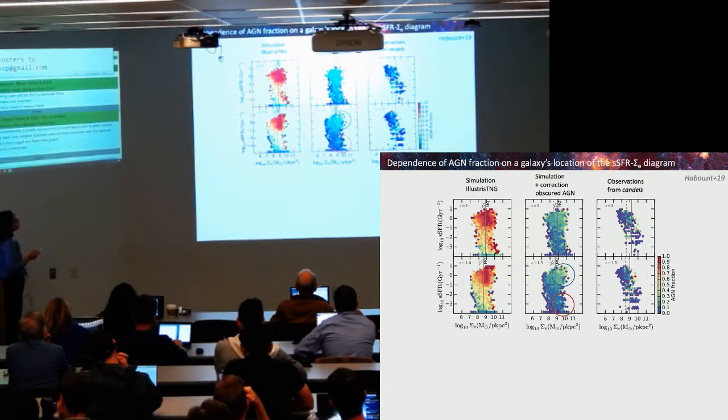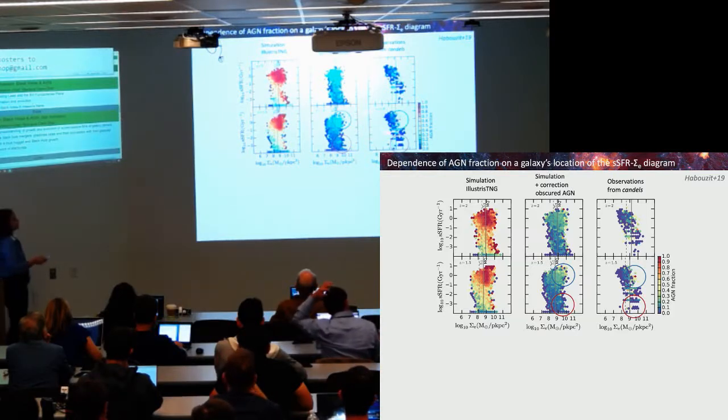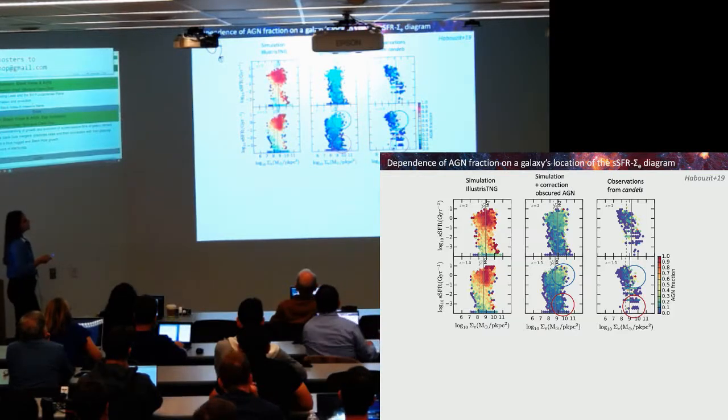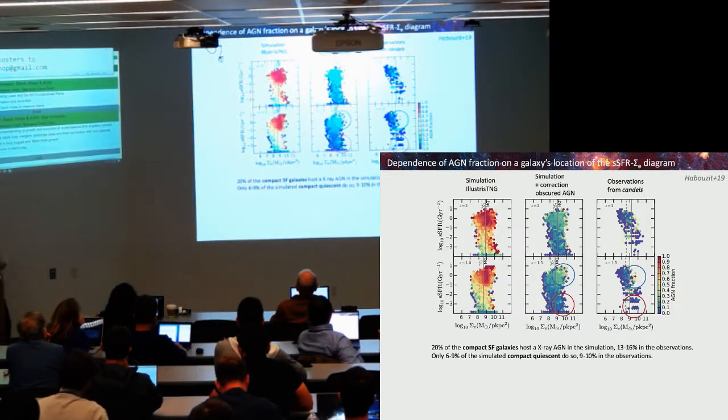Here you have the simulation corrected for obscured AGN, and you see that the compact star-forming galaxies have a very high fraction of AGN, whereas the quenched galaxies have a much lower AGN fraction. In the observation now, even though the diagram is not exactly the same, we still find a very high fraction of AGN in compact star-forming galaxies and a much lower AGN fraction in quenched galaxies. So we find a really good qualitative agreement.